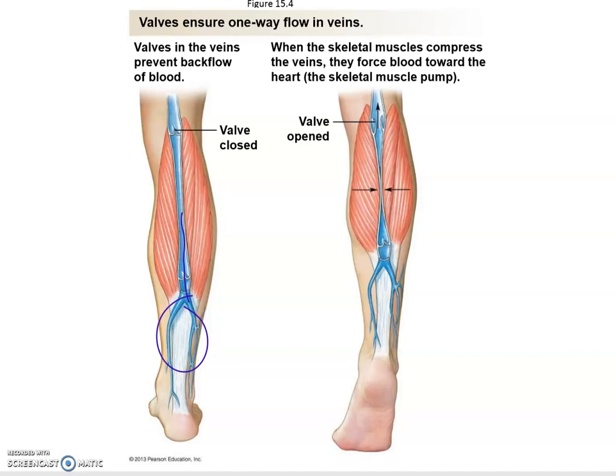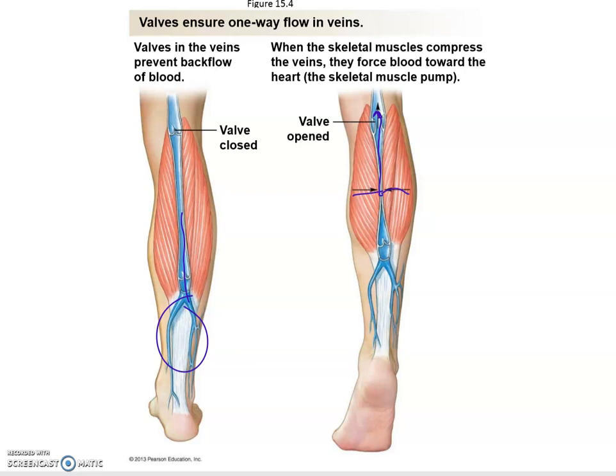So if the skeletal muscle here contracts, as you can see right here, it's contracting, and so it will be pushing the blood that was in here, it will push it upwards, and then once the muscle relaxes, that's when the valves will stop the backflow. So we're going to push up the blood, and it won't be able to come back down.